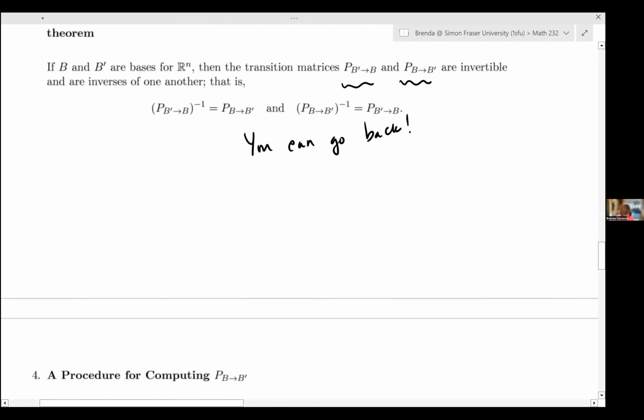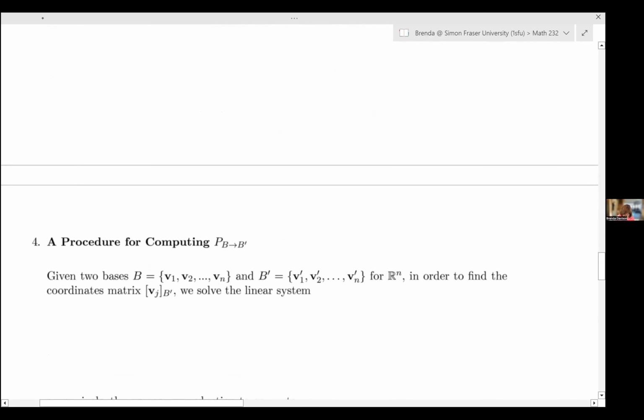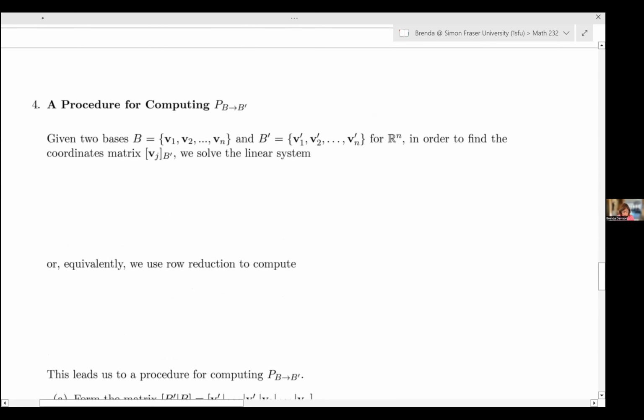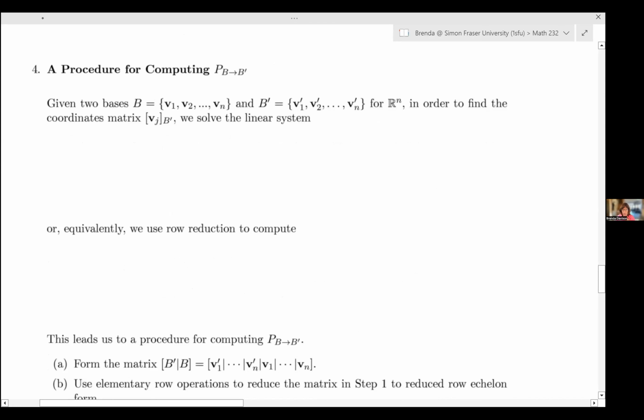Okay. So let's figure out now in gory detail how we compute this change of basis matrix. Definitely, this is something that you're going to be asked to do more than once. So we have two bases. Of course, we're being told they're bases, but as soon as you see that word, it should pop into your head: those vectors better be linearly independent.